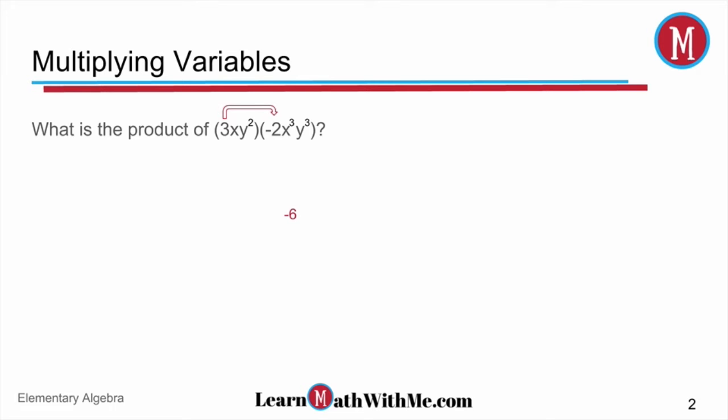So in this case, the first thing we need to do is to multiply the coefficients out in front, the 3 times the -2, which gives us -6. Next, we'll multiply the x terms, and that's x to the first times x to the third. And if we're adding exponents, we get x to the fourth. Next, we'll take a look at the y variable, y squared times y cubed. We add the exponents, we get y to the fifth. So our answer is -6 x to the fourth, y to the fifth.